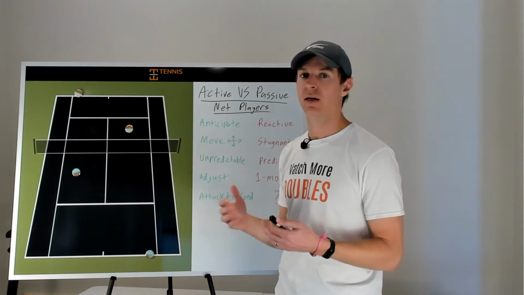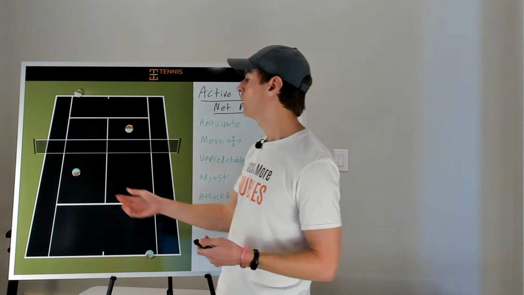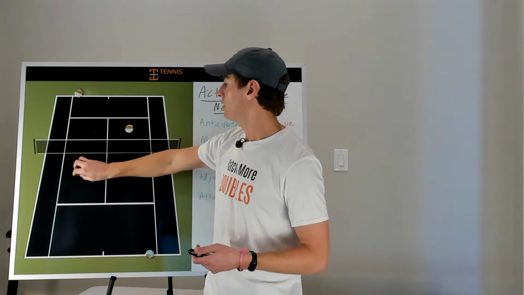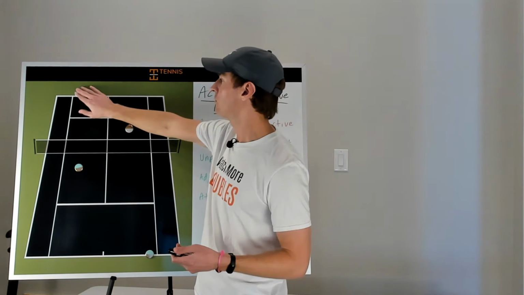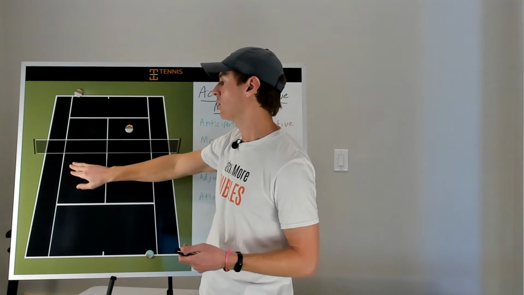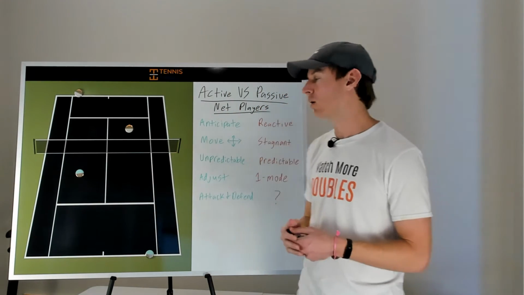Whereas passive net players, and what I see a lot more often at the 3.0, 3.5, and 4.0 level in doubles, is they're going to stay at the net, they're going to cover their half, and they'll hit a volley if the opposing baseline player hits it down the line at them. Otherwise, they're really not going to be involved in the point at all.